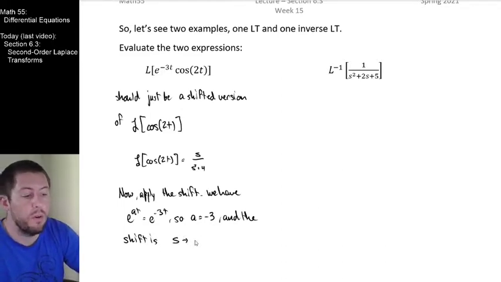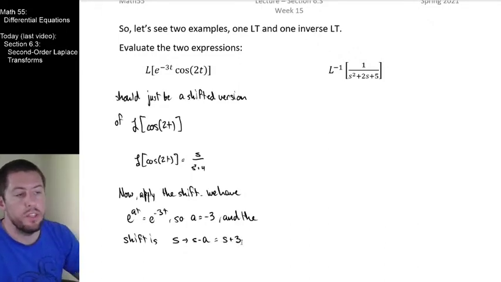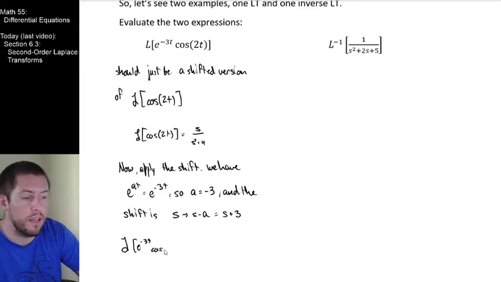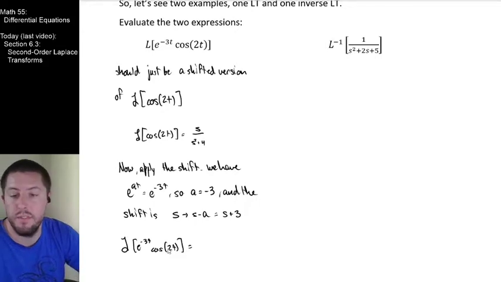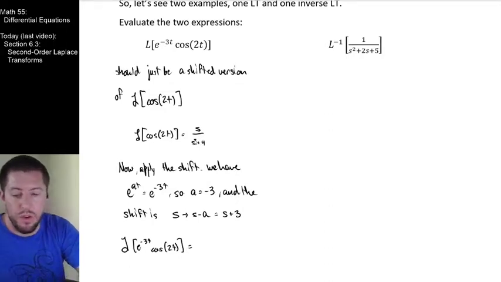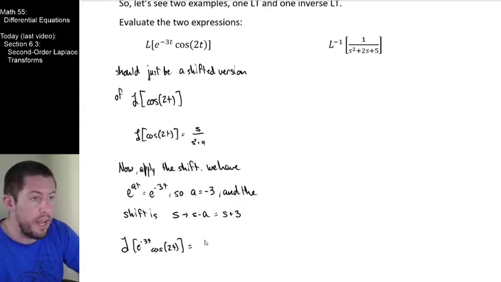So the shift is that we want to replace s with s minus a, which is equal to s plus 3. And so it seems to me like we should be arriving at the conclusion then that the Laplace transform of e to the negative 3t cosine 2t should be almost exactly the Laplace transform of cosine of 2t, just shifted by 3 units. So we got s over s squared plus 4. I just want to shift that by a few units right here. So it should be that we're just going to get s plus 3 over s plus 3 squared plus 4.